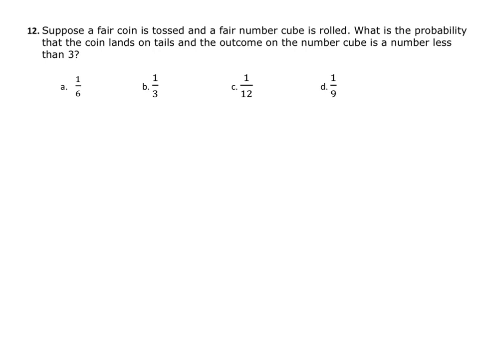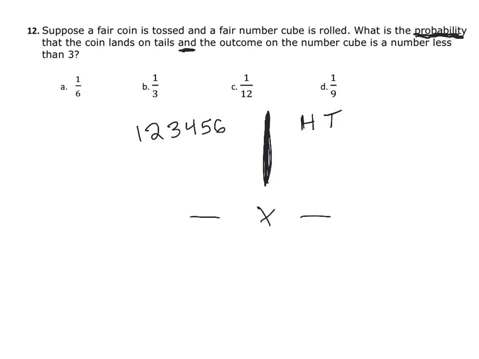And our last one, number 12. Suppose a fair coin is tossed and a fair number cube is rolled. What is the probability that the coin lands on tails and the outcome of the number cube is less than 3? So we know a number cube has 1, 2, 3, 4, 5, and 6, and a coin has a heads and a tails. So those are 2 separate events. We're looking for the probability. So we know we're going to have some fractions. And it says the word and, so we know we're going to multiply. So we're going to have 2 fractions and we're going to multiply.